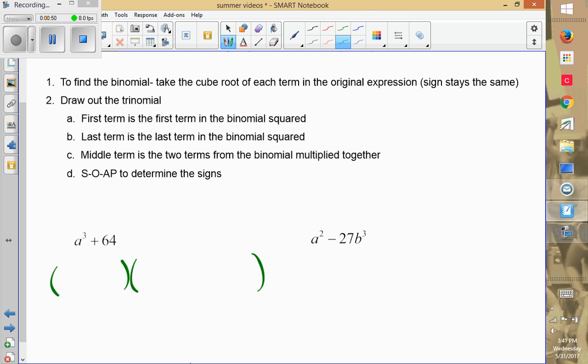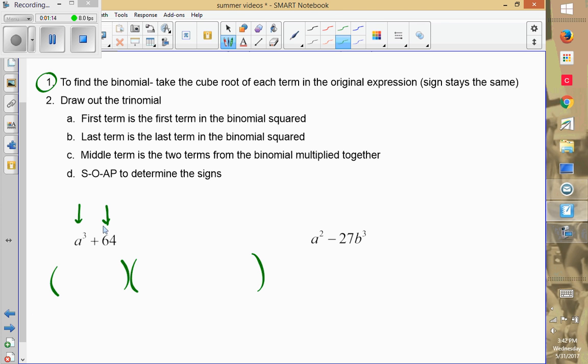We're going to go through the steps that I have written out right here for each example, but it will never fail you. So I always draw out the binomial and the trinomial so that I know what I need to fill in. Step number one would be to do the binomial. We're going to take the cube root of each term in these expressions.